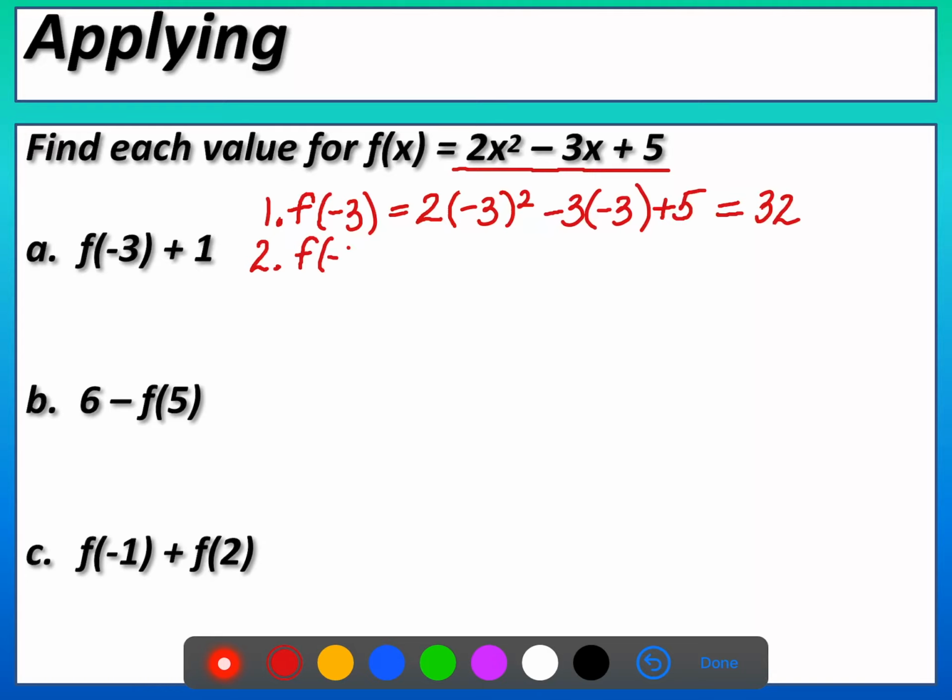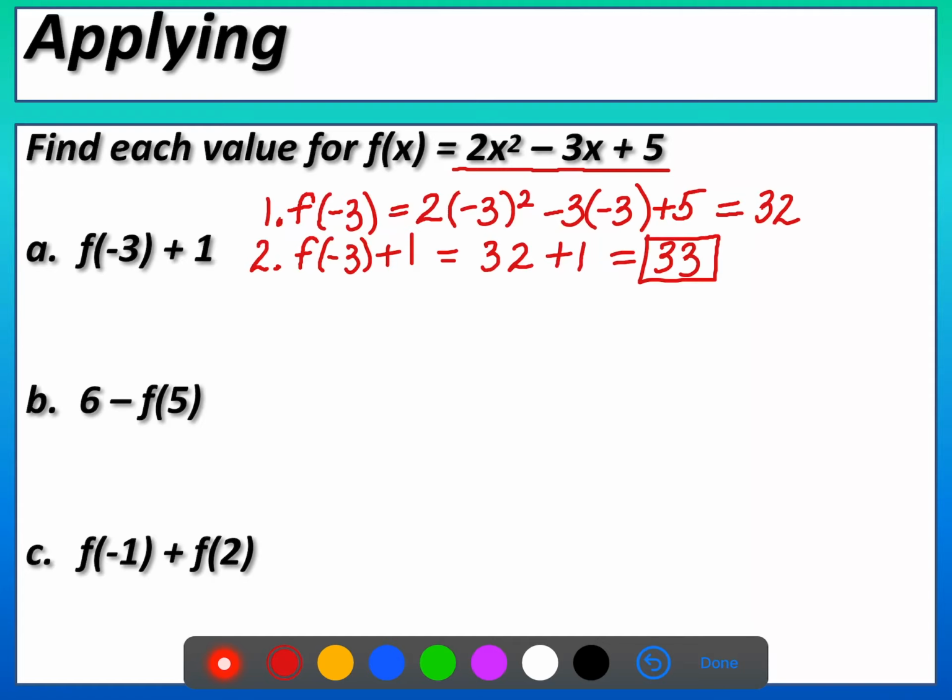All right, now step number 2 of this is going to be to take f of -3 and add 1 to it. Well, my f of -3 equals 32, and then I'm going to add 1. Okay, so my final answer here is 33. Okay, let's try that again.